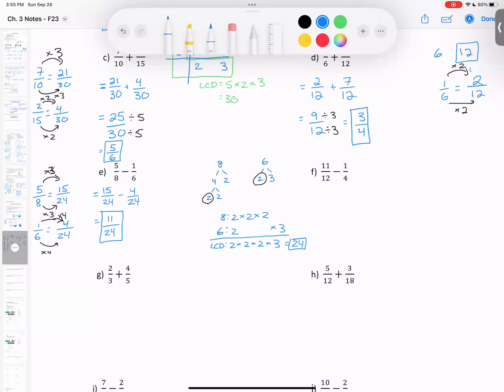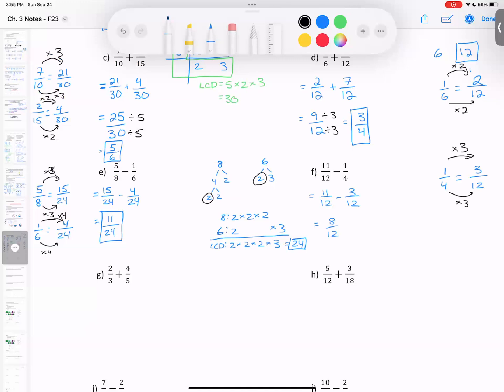All right, next one. We have denominators of 12 and 4. 12 is a multiple of 4 because 4 times 3 gives us 12. So we know that 12 is actually going to be our LCD. So let's express 1 over 4 as a fraction over 12. So we had to multiply by 3 there. So we're going to multiply by 3 on top as well to get 3 over 12. So here we have 11 over 12 minus 3 over 12, which is going to give us 8 over 12.